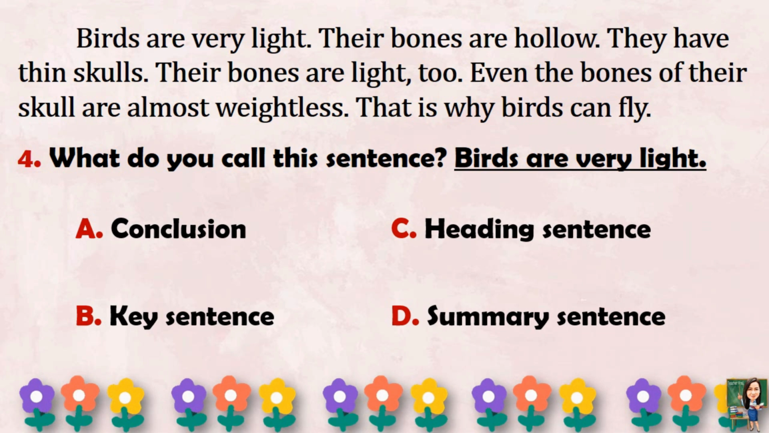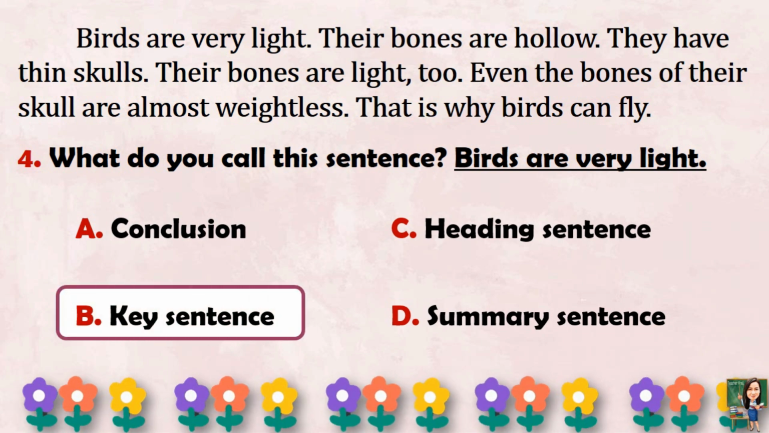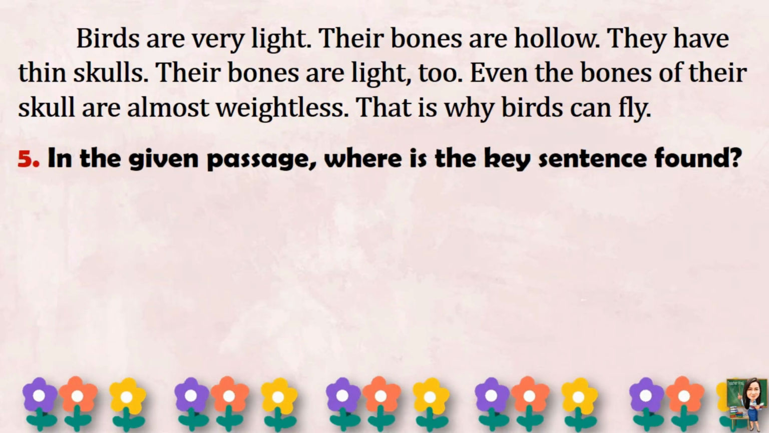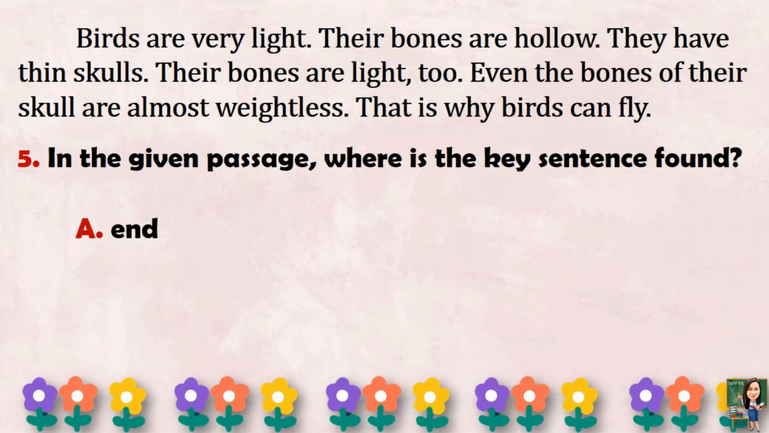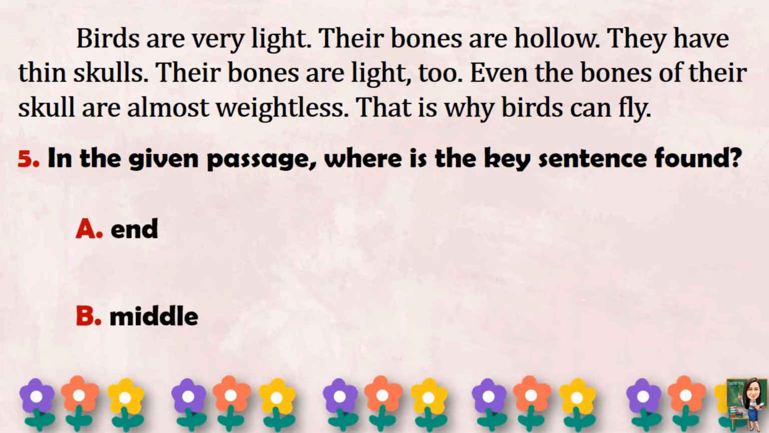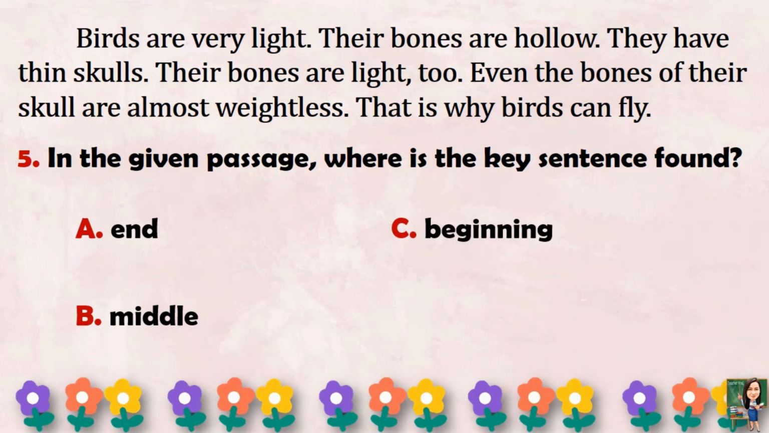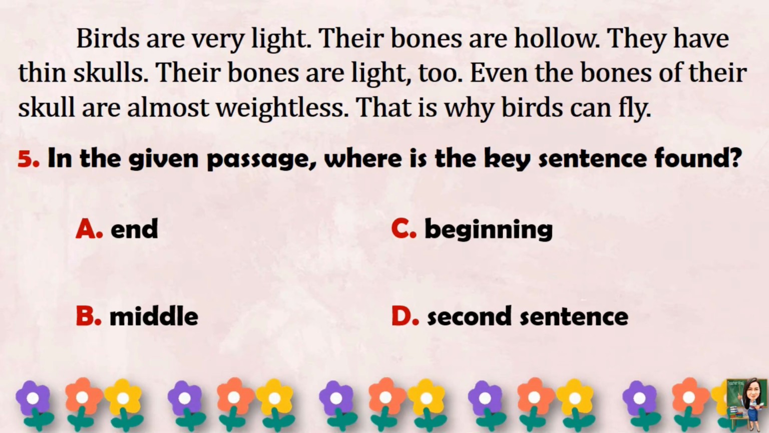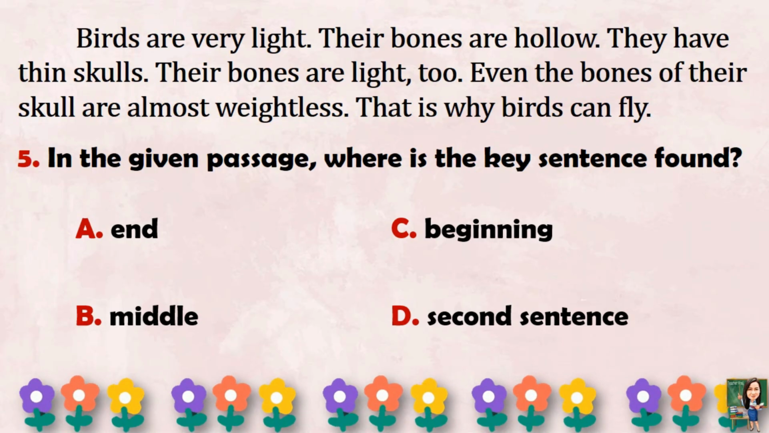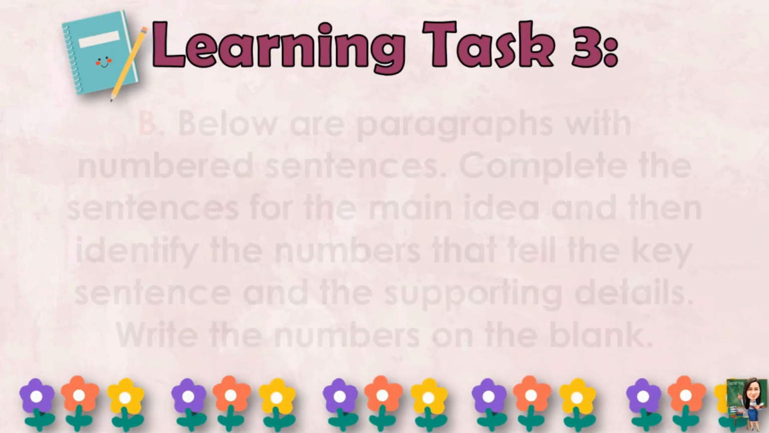Very good. The correct answer is letter B. Key sentence. And number 5. In the given passage, where is the key sentence found? A. End. B. Middle. C. Beginning. Or D. Second sentence. What is the correct answer? Very good. The correct answer is letter C. Beginning.